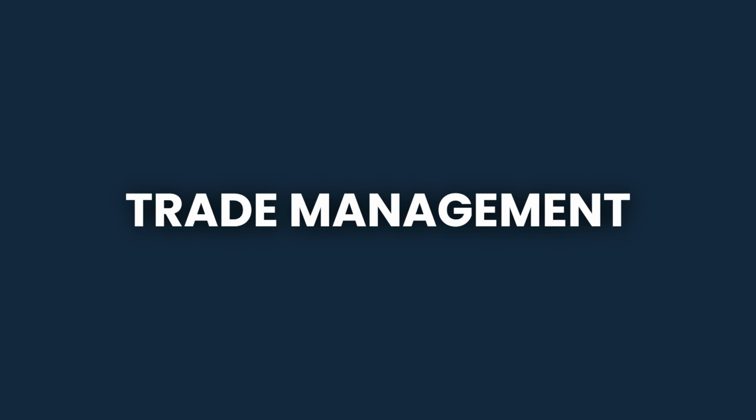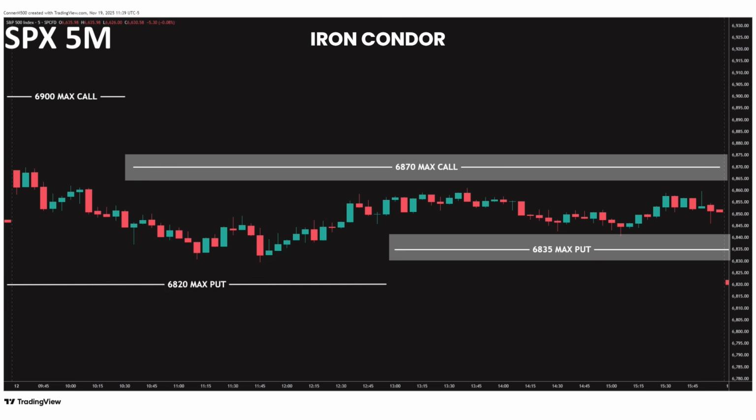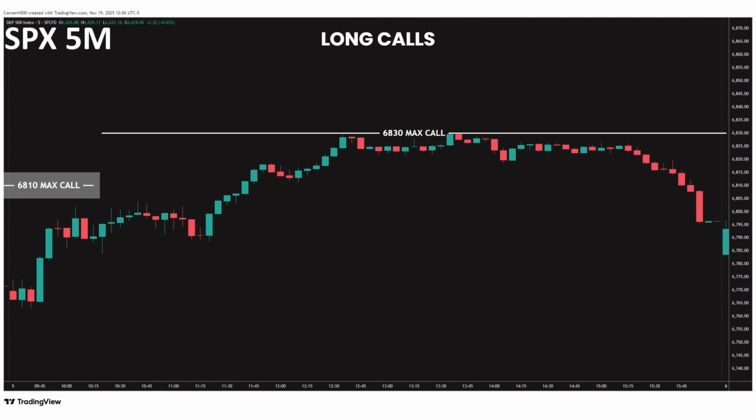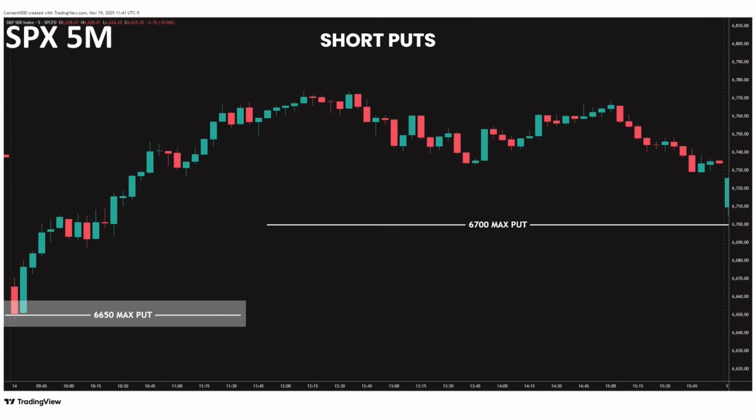There are many ways to use this data to manage trades. Let's go over a few common scenarios. For example, if you sold a neutral iron condor and the max call is shifted lower while the max put is shifted higher, this confirms the thesis of the trade, that of neutrality and lower volatility. For example, if you are long calls and the max call is shifted higher, it confirms your trade and allows you to remain patient or roll up your long calls to maximize convexity.